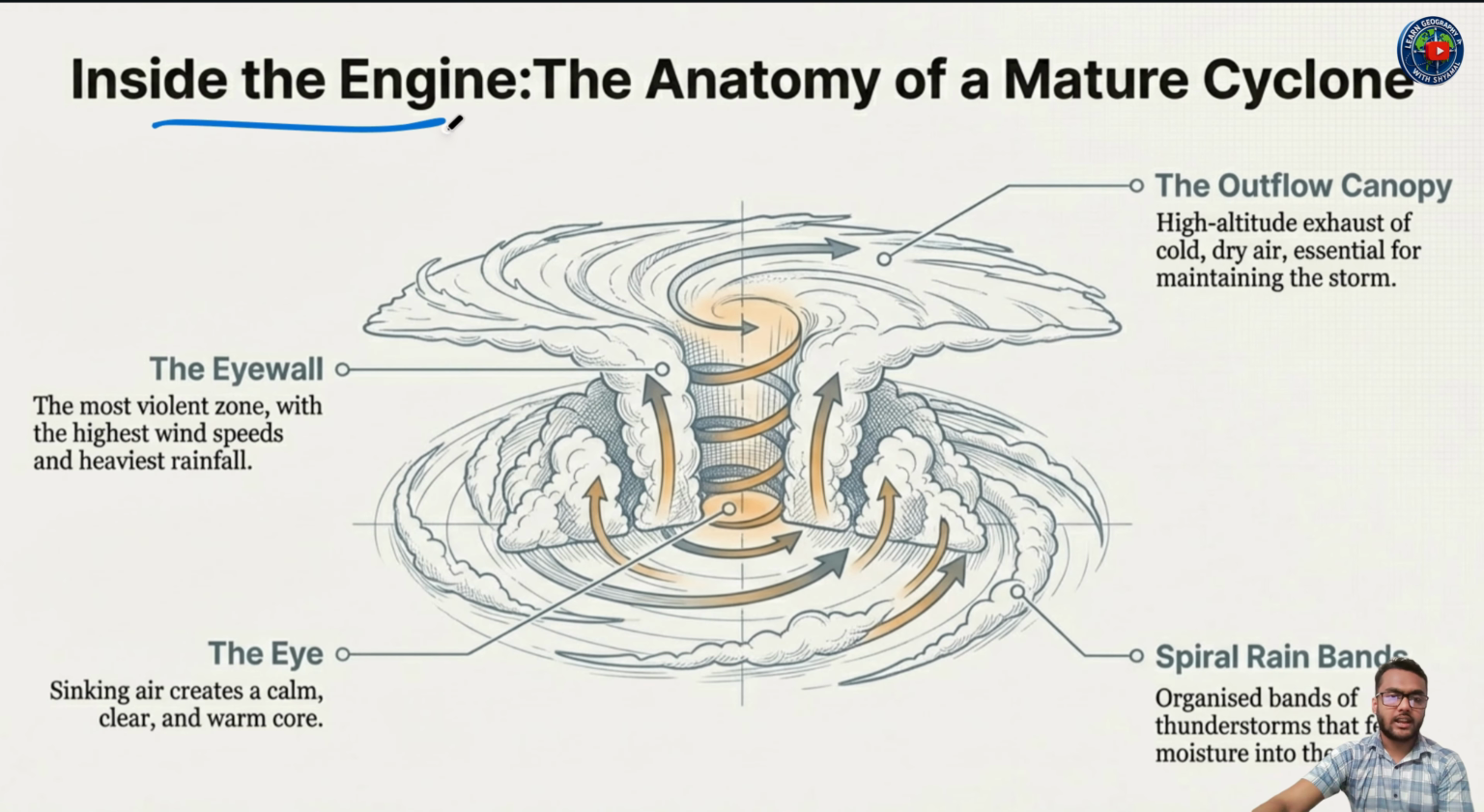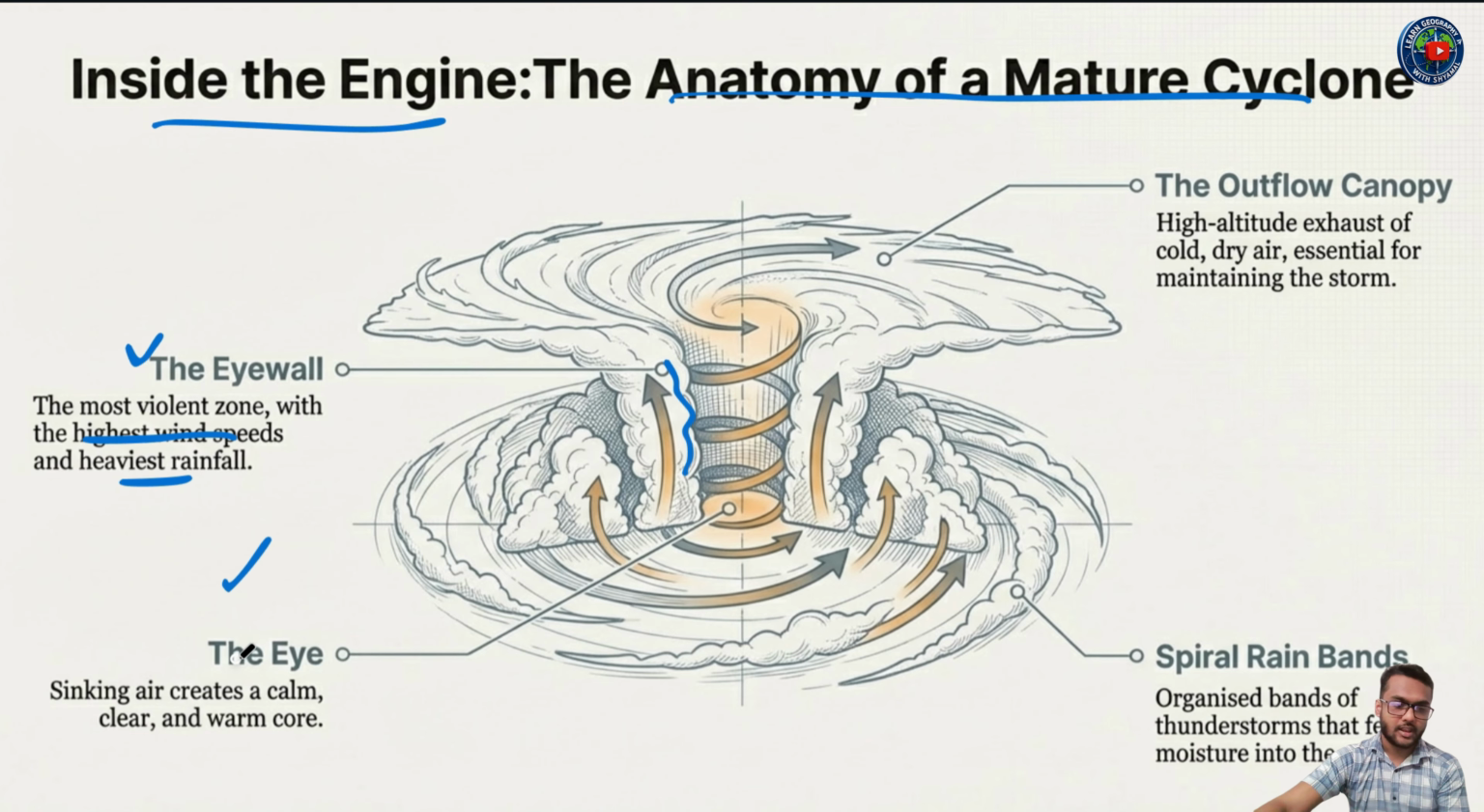Now inside the engine, the anatomy of a meteocyclone. The basic characteristics we can find in the engine of a cyclone: first of all, the eye wall. This is the eye wall portion, the most violent zone, characterized by the highest wind speed and heaviest rainfall.